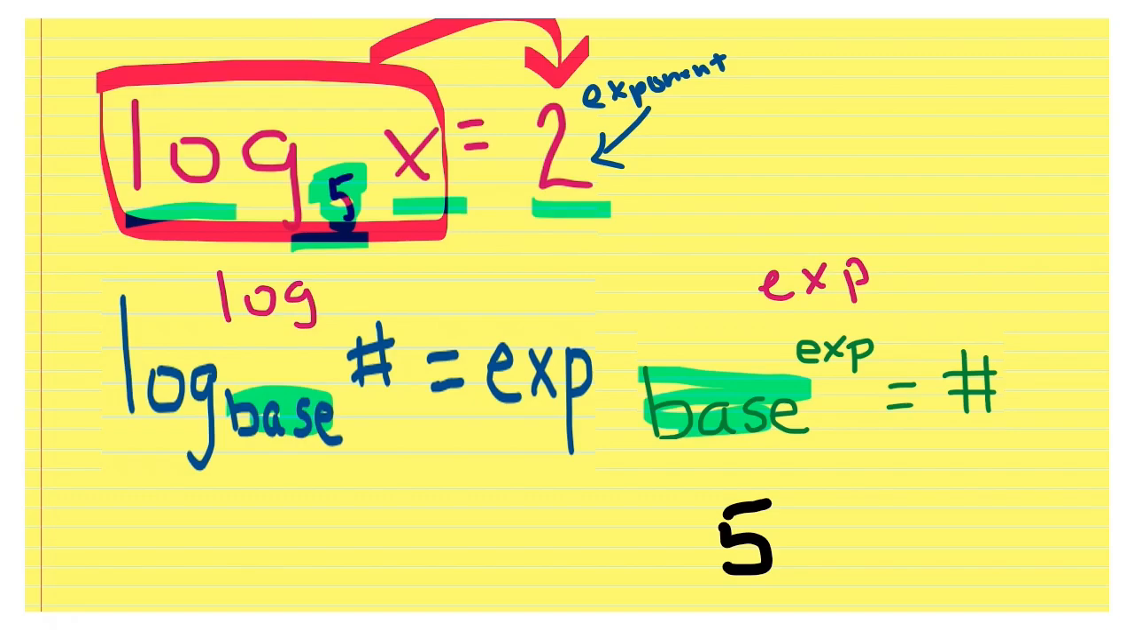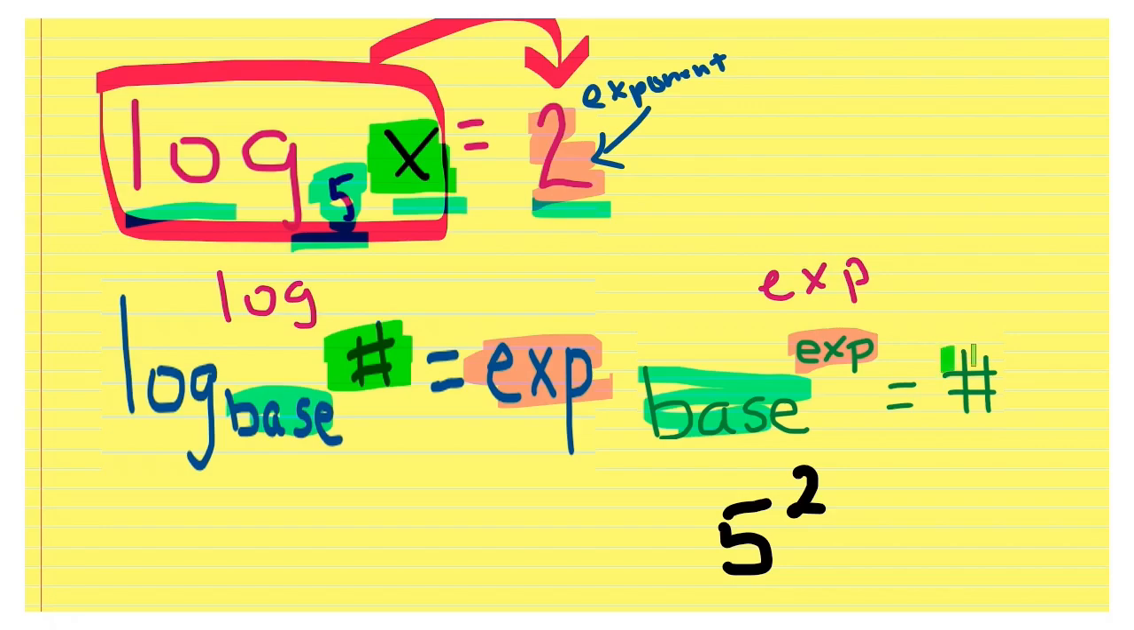Okay. And then the next thing is our exponent. So our exponent is on the other side of the equal sign. Our 2 is our exponent. And we're going to write our 2 in that exponent position. So it's going to be 5 squared now. And then over here, we have the number. This represents some number or some variable or some expression. So the x represents the number or the expression. And here is where we're going to put that number on the other side of the equal sign. So that means we're going to have it equal to x.